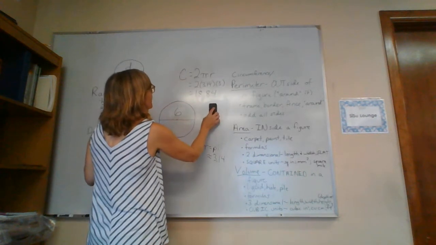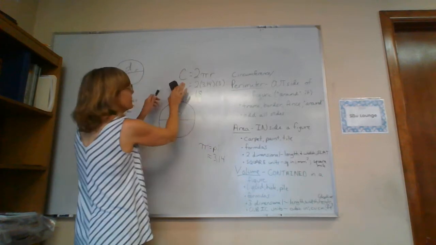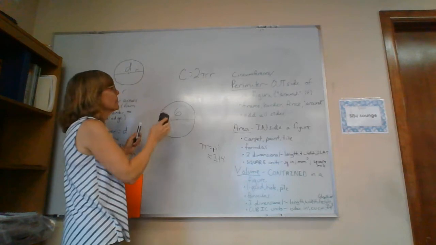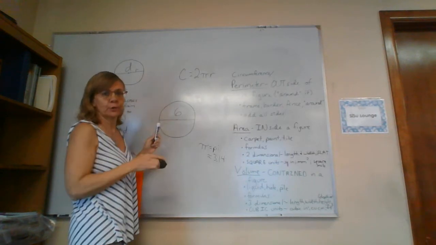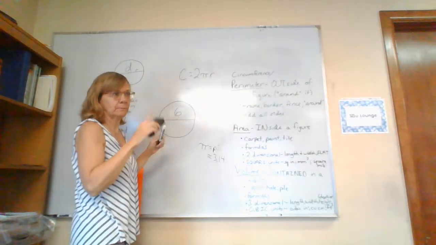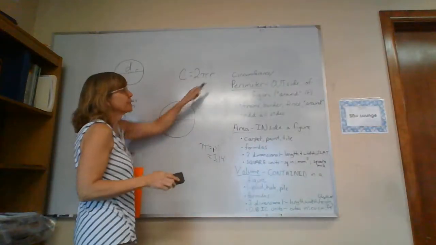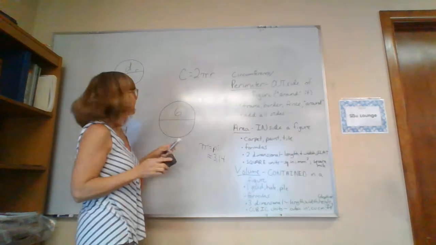Okay, well, what happens if we're dealing with the inside then? This is the formula for circumference, which is the outside. Or if you're building a frame around something circular, or putting a border around a circular mirror or something like that, that's the circumference. But what if we want to measure the inside?